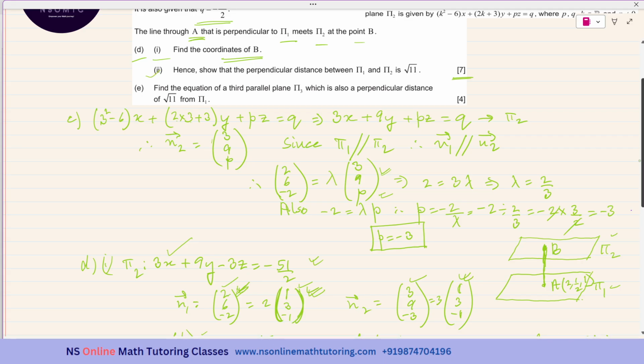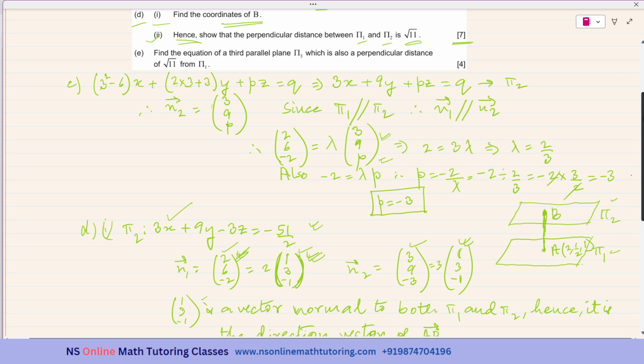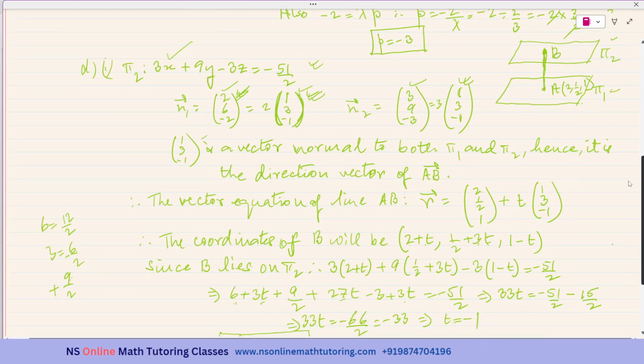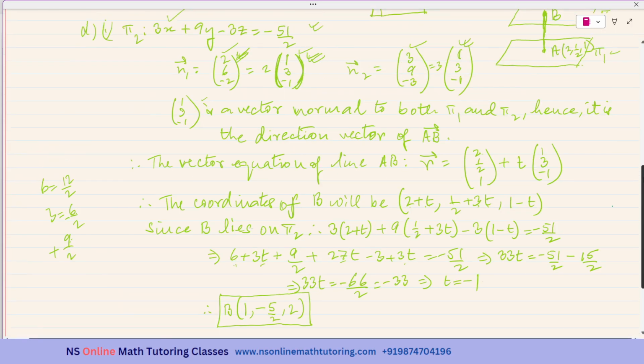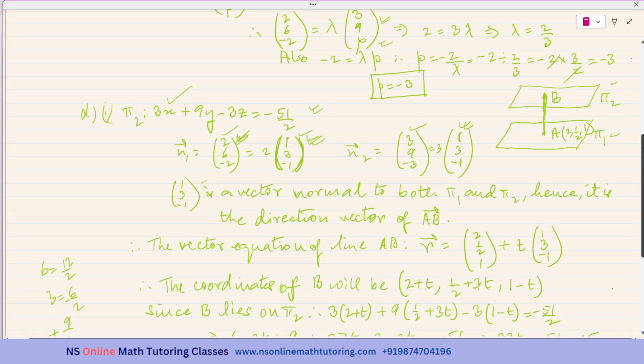And now part (ii): hence show that the perpendicular distance between pi 1 and pi 2 is root 11. Now I have not got the AB vector. If you have the AB vector, you can get its magnitude, or else since I'm not having the AB vector, I'll be using the distance formula to get the distance. I know the coordinates of the point B, I know the coordinates of the point A. So this is part (ii). Let me once more check the coordinates of the point A. It is 2, half and 1.